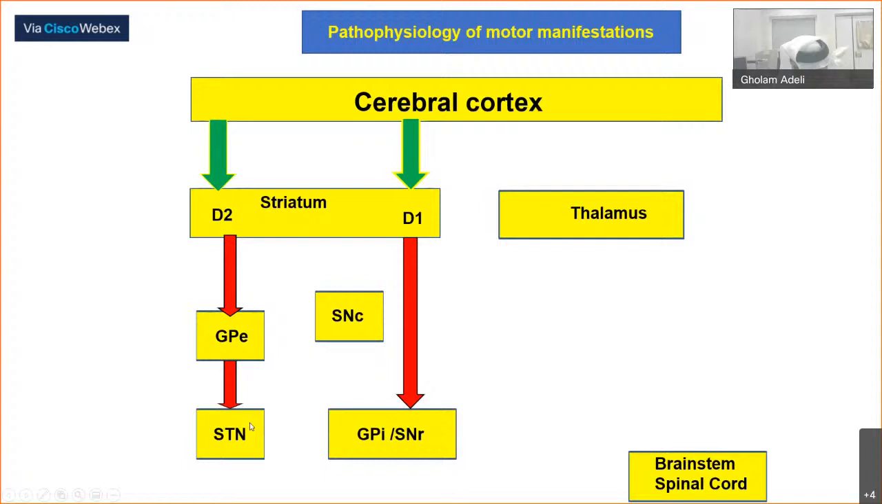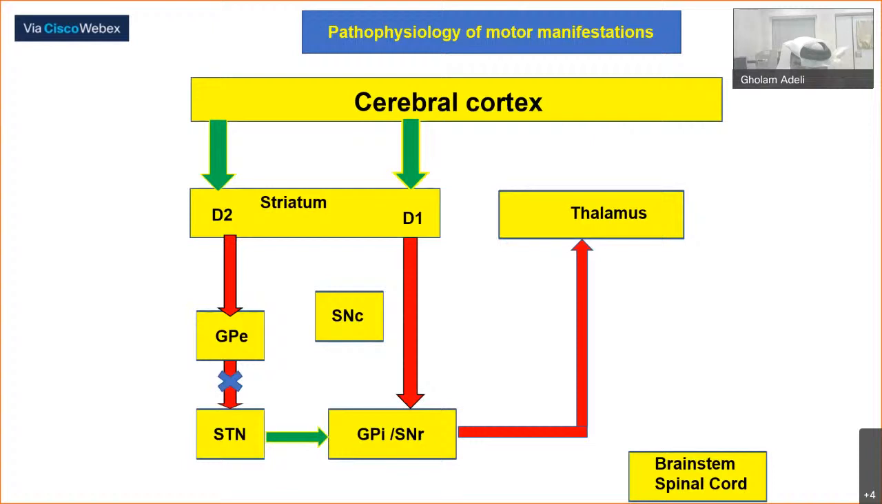When you block the GPI, the subthalamic nuclei will stimulate the globus pallidus interna and the substantia nigra reticulata, and these are the ones responsible for inhibiting the thalamus. If we leave it this way, there is no function. There is no execution function. So we need the substantia nigra compacta to kick in. And how do they come in?